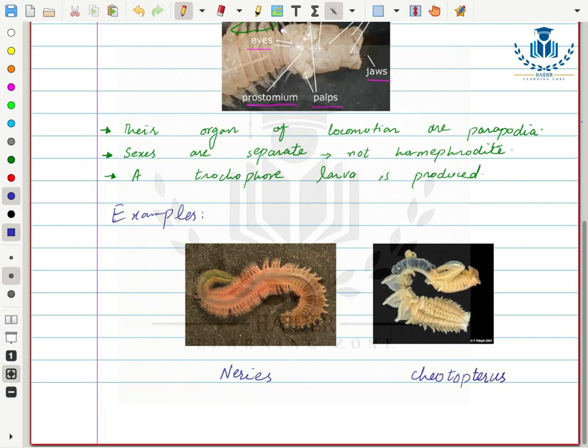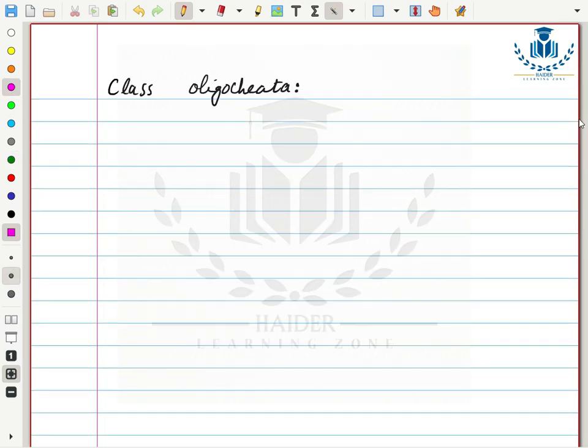So you can also observe that in both these animals there are many parapodia present on the peripheral side of the surface that help in locomotion. This is the head region with many distinct structures including palps, tentacles, etc.